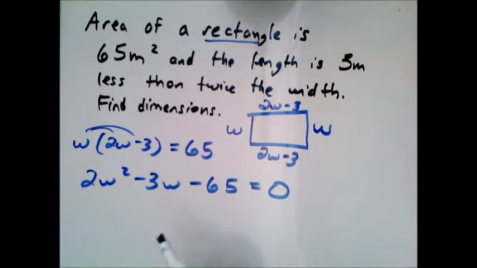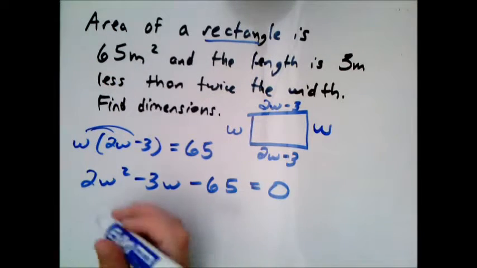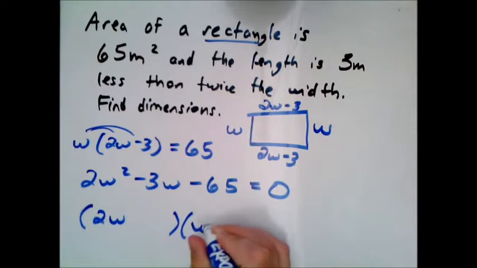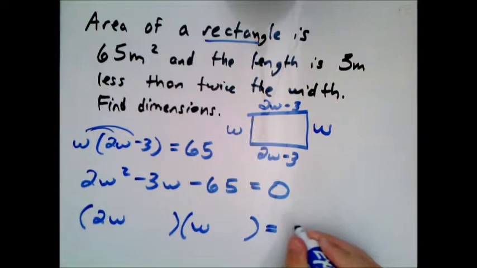So I might try to guess and check this one. You could do AC method, that always works, or you could do quadratic formula if you want to, also always works. So at that point, it's kind of up to you. But just because of the 2, there's only one way to split it up, right? It's 2W and W. Then I think maybe I have a hope of guessing and checking it.